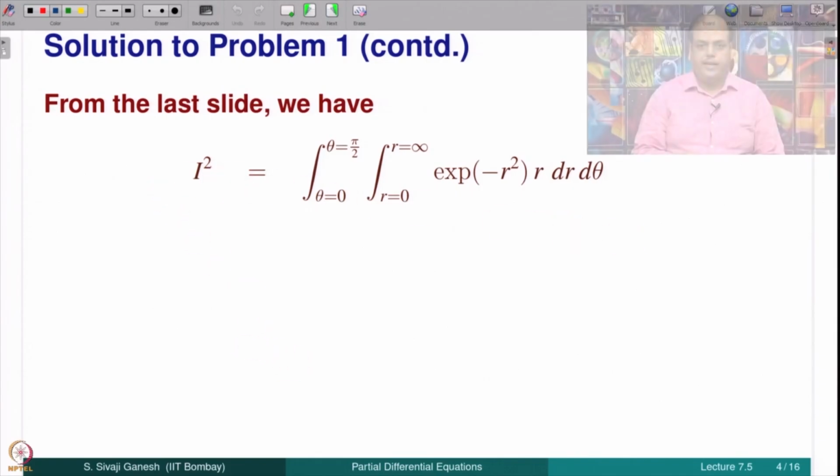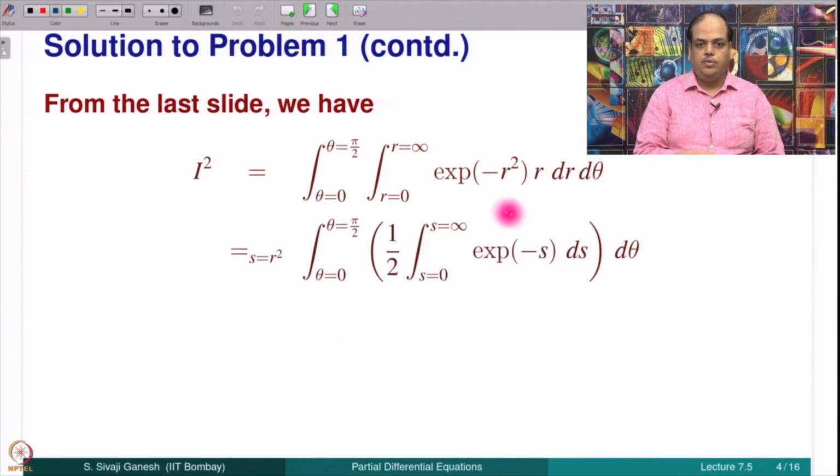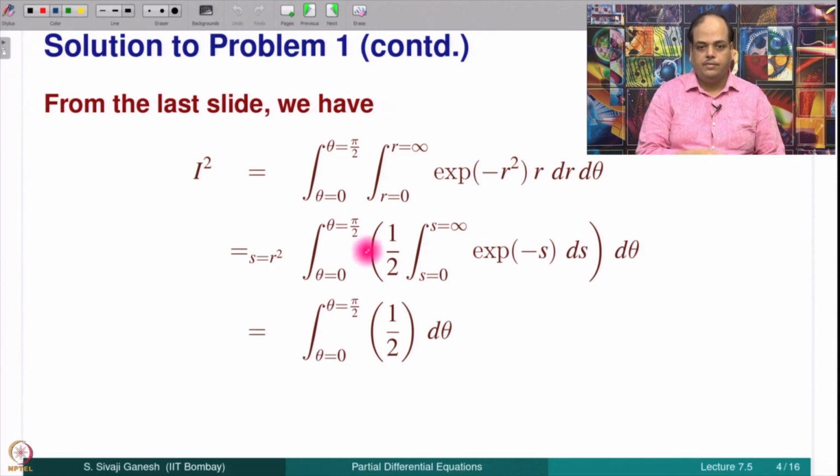Now it is very easy to integrate. Put s equal to r square, then the inside integral with respect to r becomes an integral with respect to s in this form, and this is easily integrable. The integral of e power minus s is e power minus s by minus 1, with limits 0 to infinity. So you get 1 from there, so the total is half.